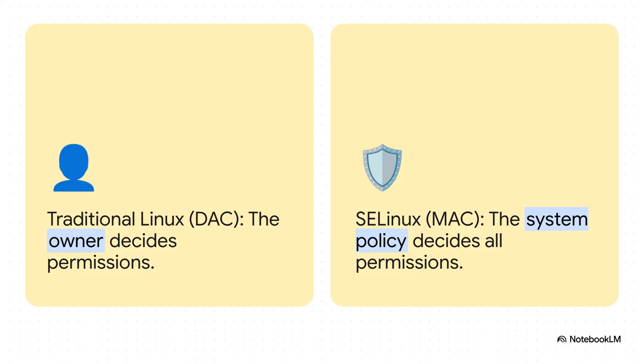And this really is a fundamental shift in how we think about security. See, traditional Linux uses something called discretionary access control, or DAC. Just think of it like this. If you own a file, you have the discretion to decide who gets to see it. It's your call. But SELinux just throws that whole idea out the window. It uses mandatory access control, or MAC. In this world, there's one central policy, like a system-wide rulebook, and it makes every single decision. Nobody, not even root, gets to ignore it.